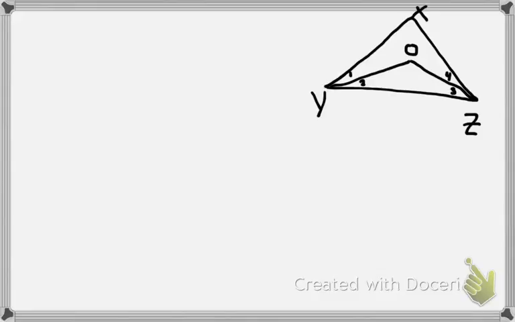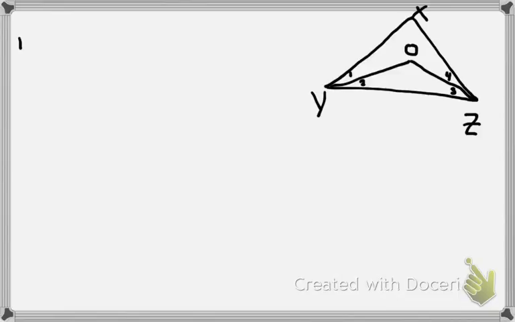Now, while a lot of people like to start with whatever the first given is, I think in this case it's best to start with the bisector ones and turn those into equations first. So we're going to start with yo bisects angle xyz, and zo bisects xzy.